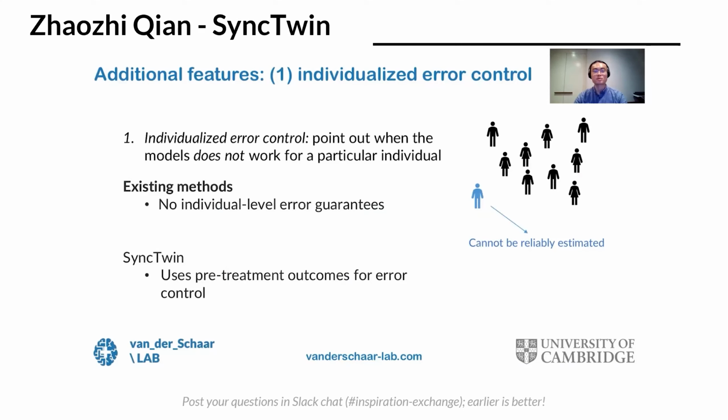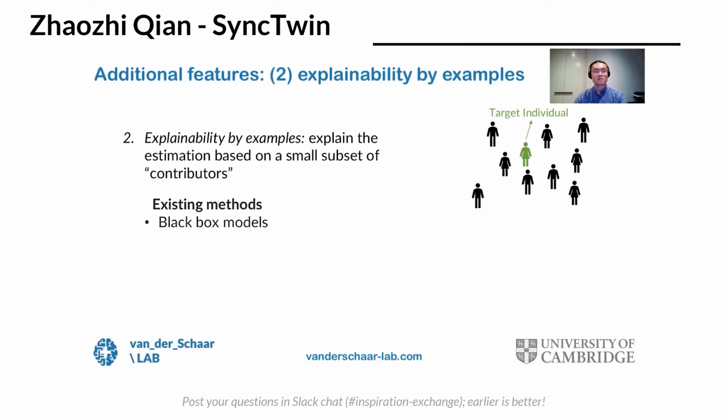First, SyncTwin enables individualized error control. For each target individual, it can inform the user whether to trust the estimate or not. Understanding the failure cases of the model is crucial for mission-critical applications such as healthcare. When a reliable estimation cannot be made, the user of SyncTwin can be alerted and fall back to expert judgments. Secondly, SyncTwin also enables explainability by examples. This means that it can explain the estimation of a target individual based on a small subset of contributors, which are deemed similar to the target by the algorithm. The user can examine these contributors to understand and reason about the estimates. This is in contrast with the existing black box models.